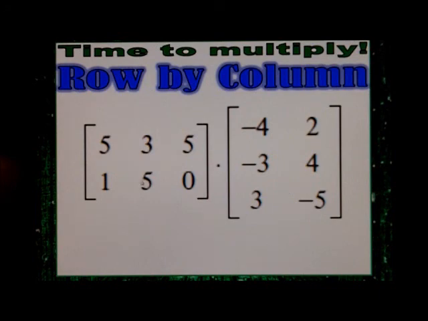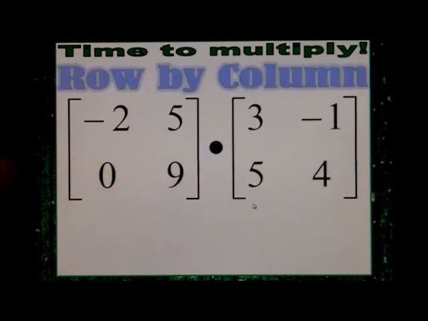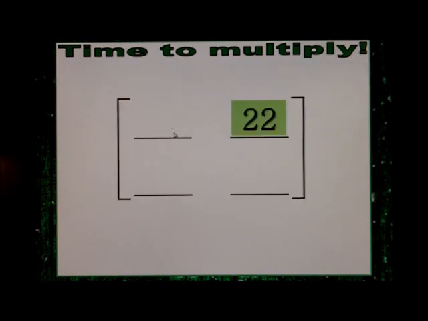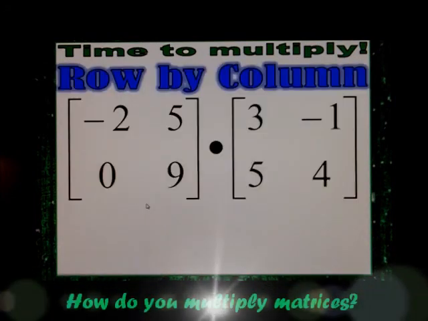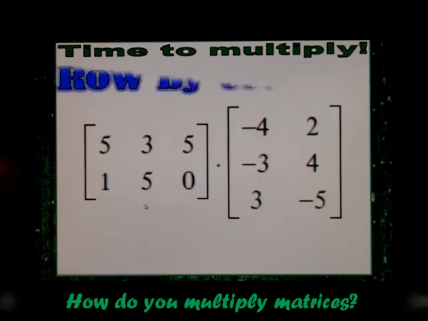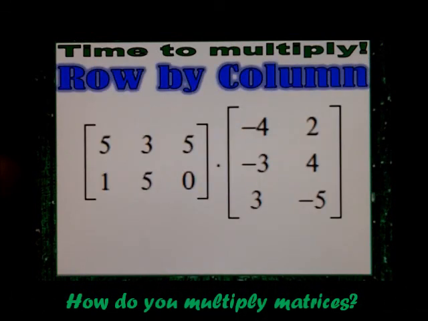So what I'd recommend doing after you write these down, once you multiply these, this whole row right here, the 5, 3, and 5, you're going to multiply that by this whole entire column, -4, -3, and 3. Then you're going to get one number, and that one number is going to go right here in that spot. So this is a 2 by 2 matrix, and that's exactly what it's going to look like.